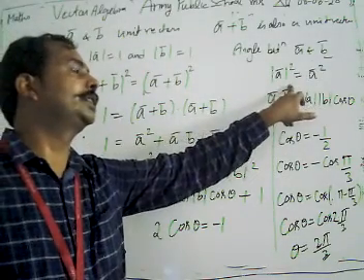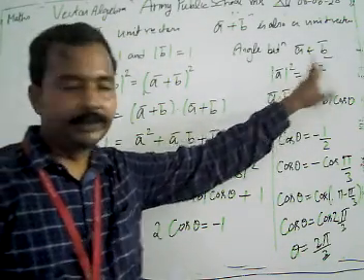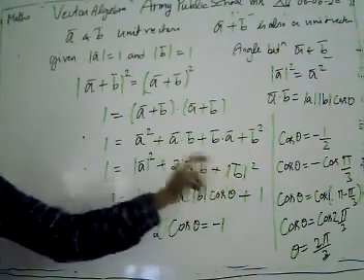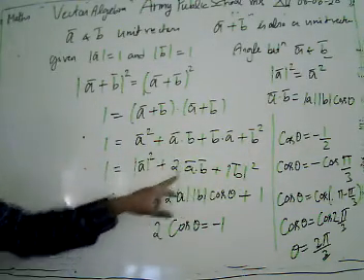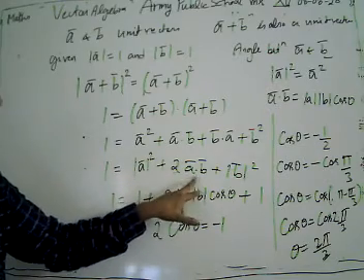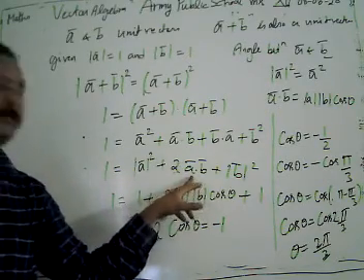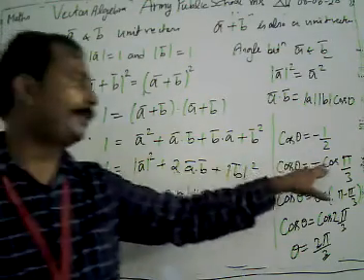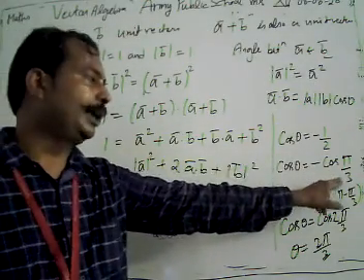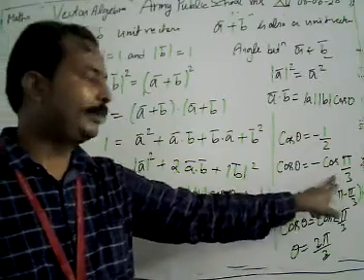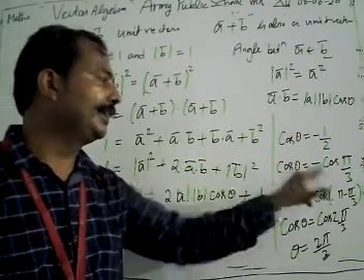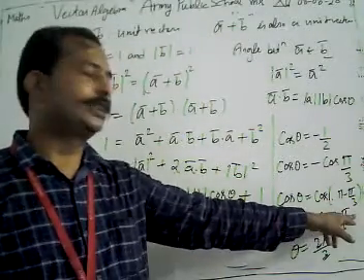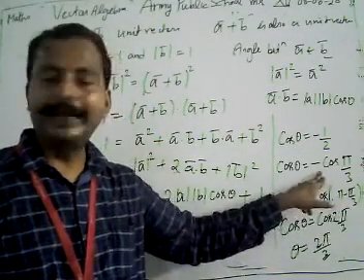Then we convert with our basic concept: the magnitude of a vector squared is the square of the vector. Then we have mod of a square, mod of b square, then 2ab. Then we use the scalar dot product: vector a dot b is given by mod of a, mod of b, cos theta. After solving, we get cos theta is minus 1 by 2. That is minus cos pi by 3, in the second quadrant. Then we can write cos theta equal to cos (pi minus pi by 3), because in the second quadrant cos (pi minus theta) is given by minus cos theta.